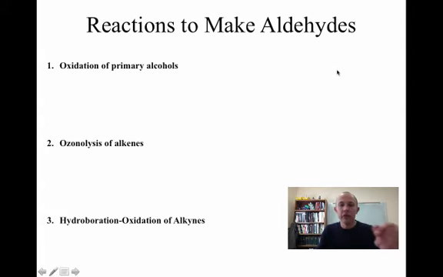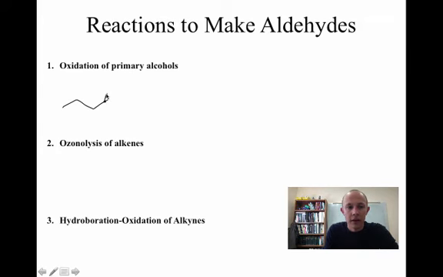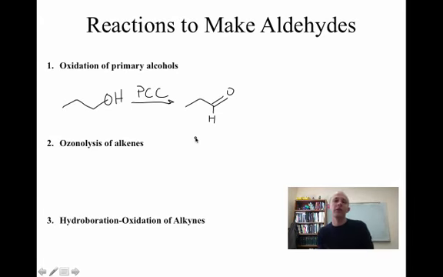Okay, so let's review some reactions that we already are familiar with to make aldehydes, right? One reaction that we already know is oxidation of primary alcohols, right? If you have a primary alcohol, that means the carbon's only bonded to one other carbon. We've already said PCC will oxidize that to the aldehyde stage and it will stop. So we know one reaction to make aldehydes, that is oxidation of a primary alcohol.